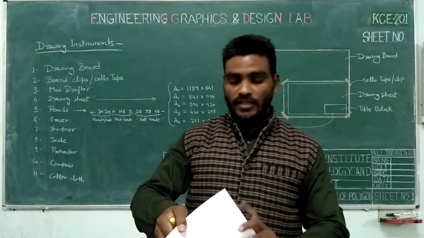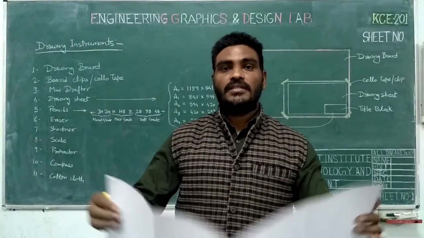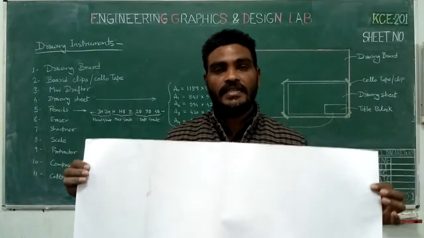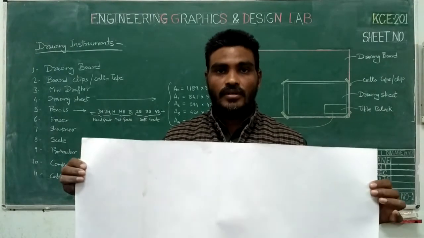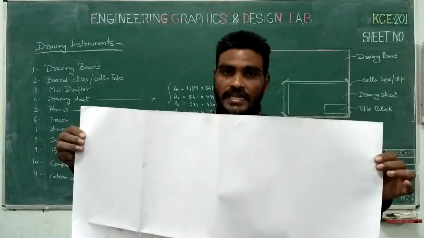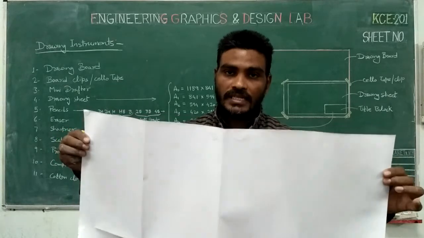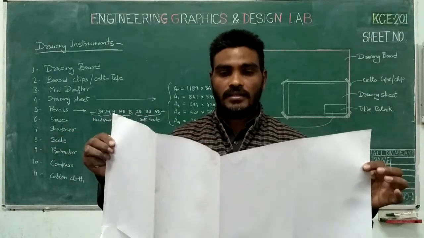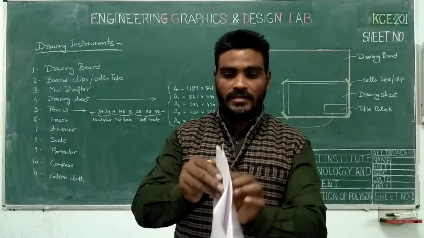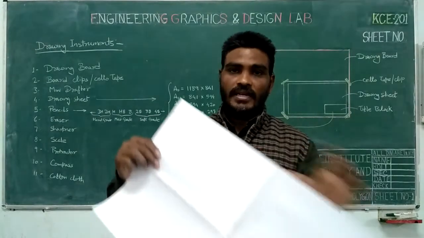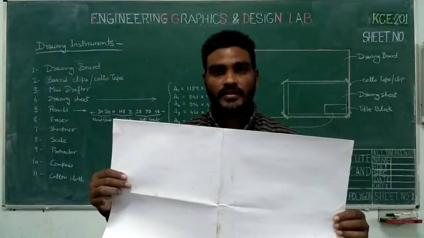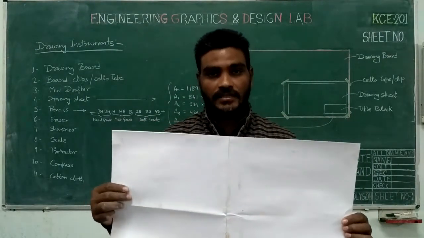Generally, when you purchase it from a shop, you will get an A1 size sheet. So, you have to cut the A1 size sheet into two parts lengthwise. Right? Now, it is converted into an A2 size sheet.